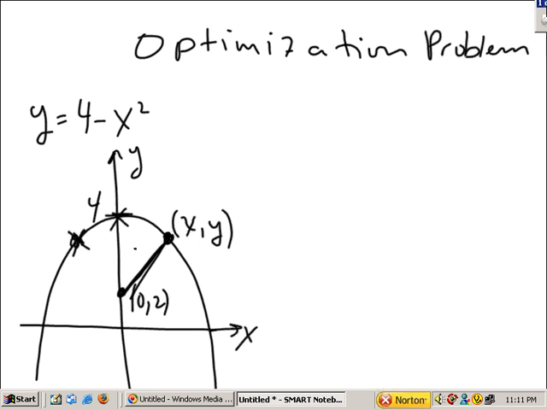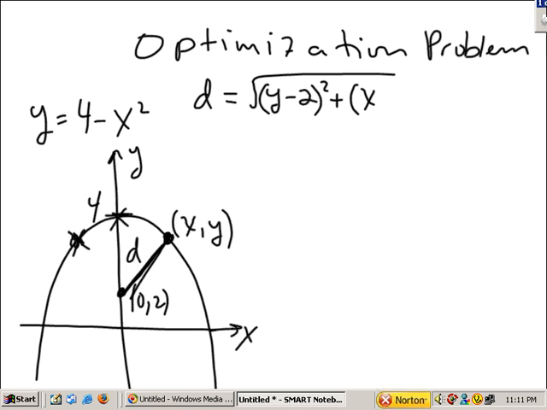We'll call it d for distance. We know that d is equal to the square root of the change in y, which is (y minus 2) squared, plus the change in x squared, (x minus 0) squared. And what we want to do is minimize this. We want d to be as small as possible.